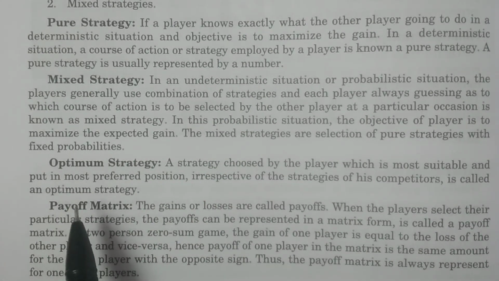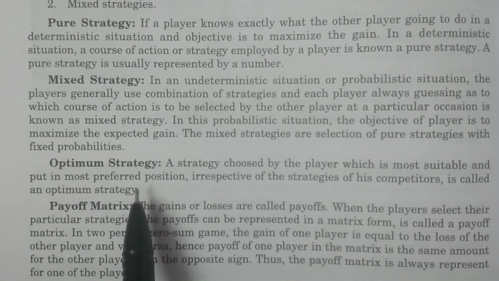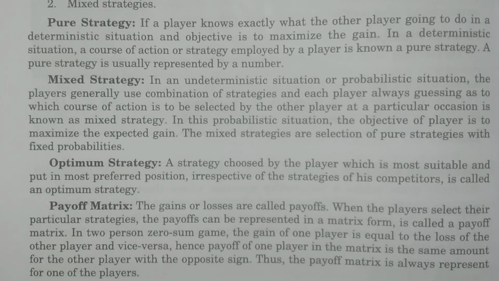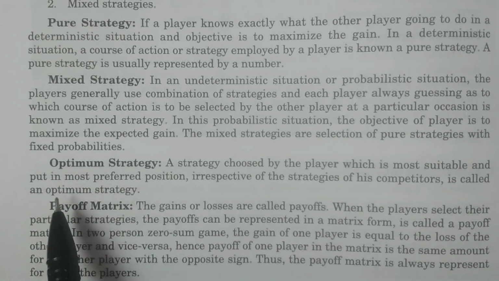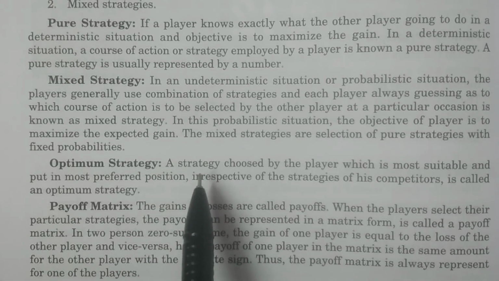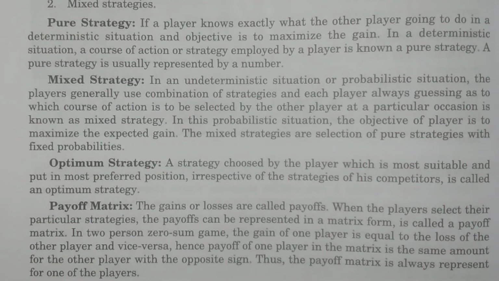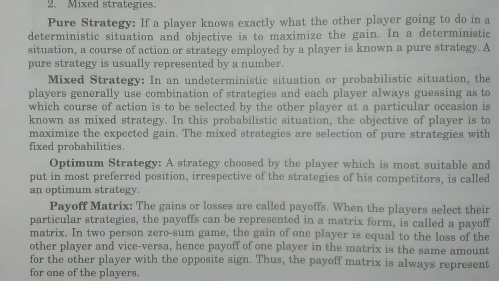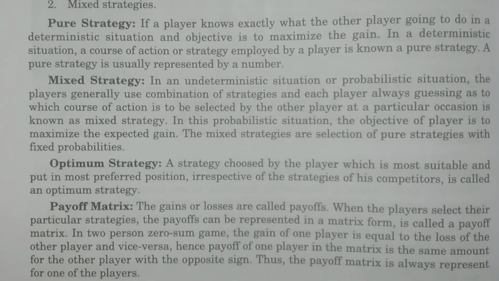And now I'll define one more definition: optimum strategy. A strategy chosen by the player which is most suitable and puts the player in the most preferred position, that is, a good, advantageous position to win the game in the competition in a particular game. A particular strategy chosen by a player which gives a comfortable, good and leading position to that player, irrespective of the strategies of his competitors, is called an optimum strategy. The strategy that stands that player in a good, most preferred, most suitable, most comfortable position is called the optimum strategy for that particular player, right?